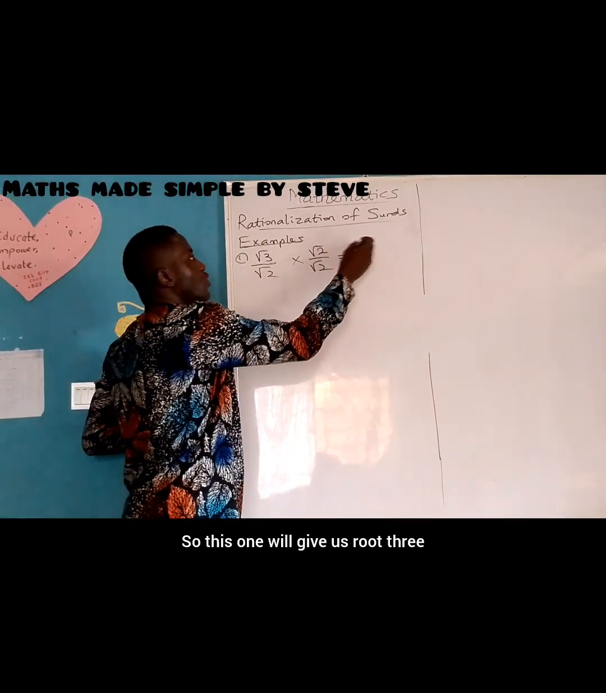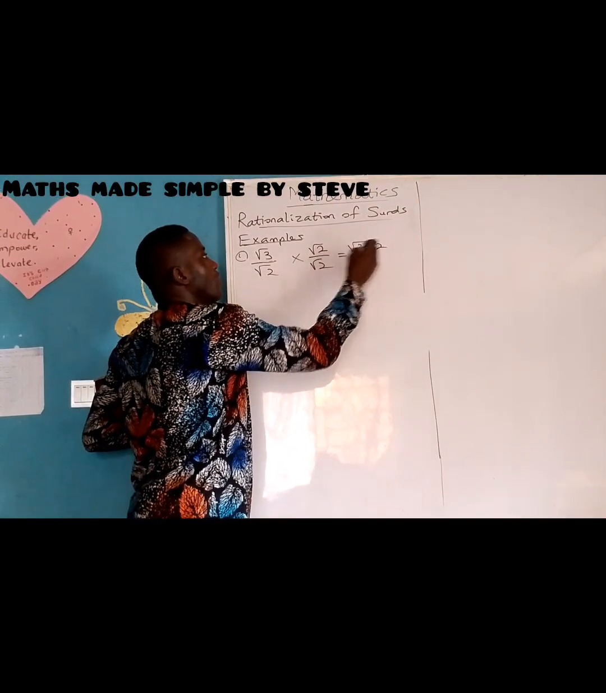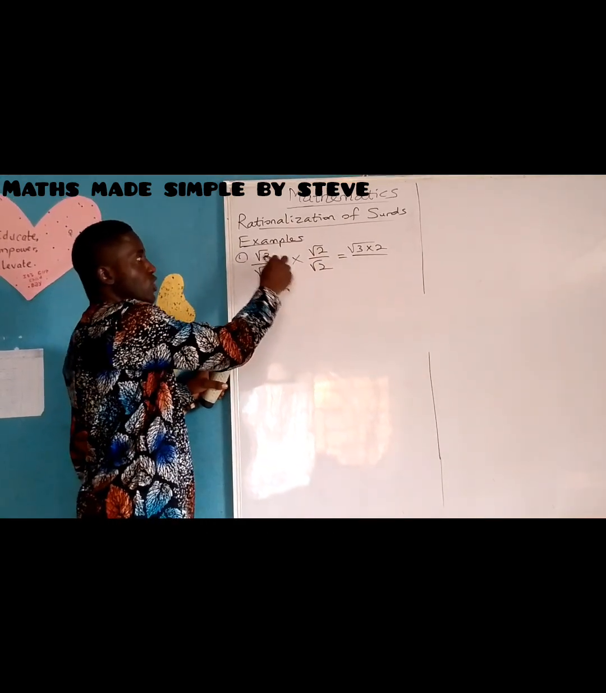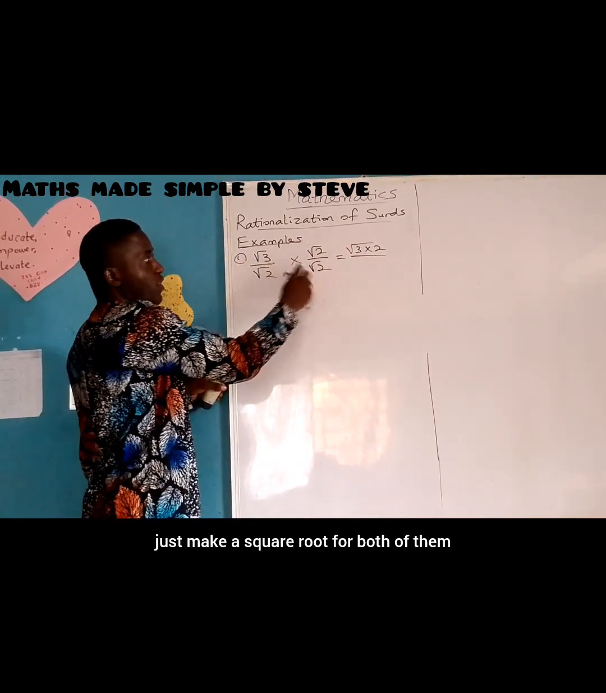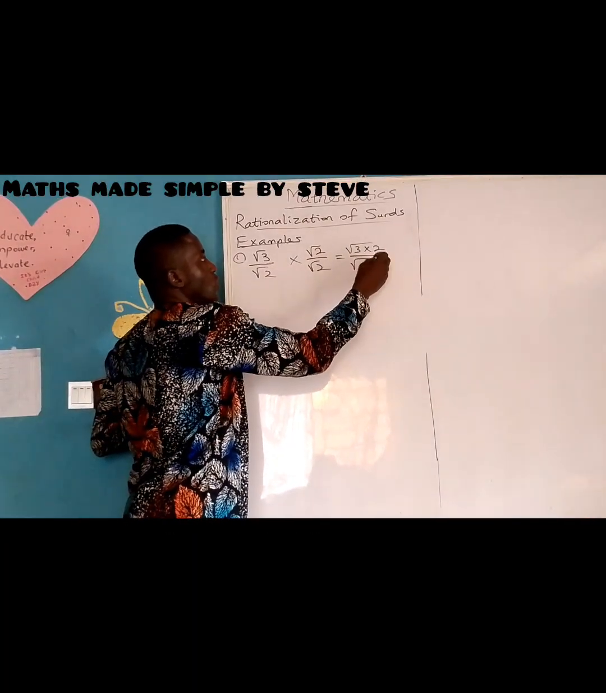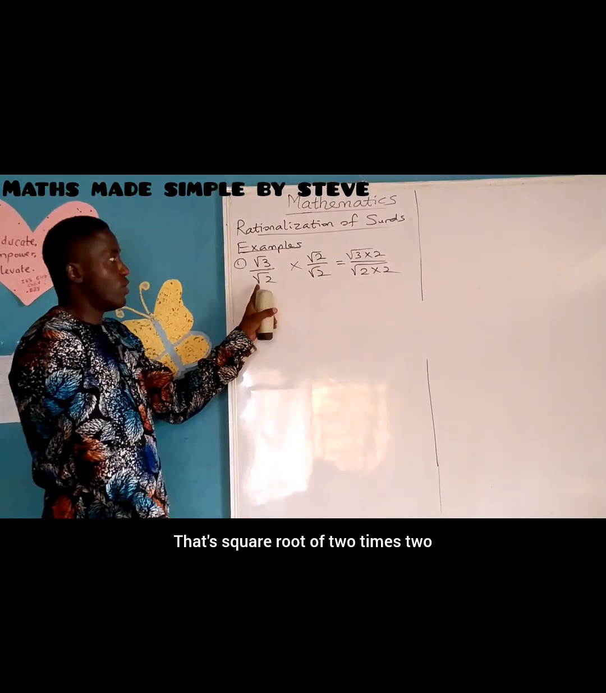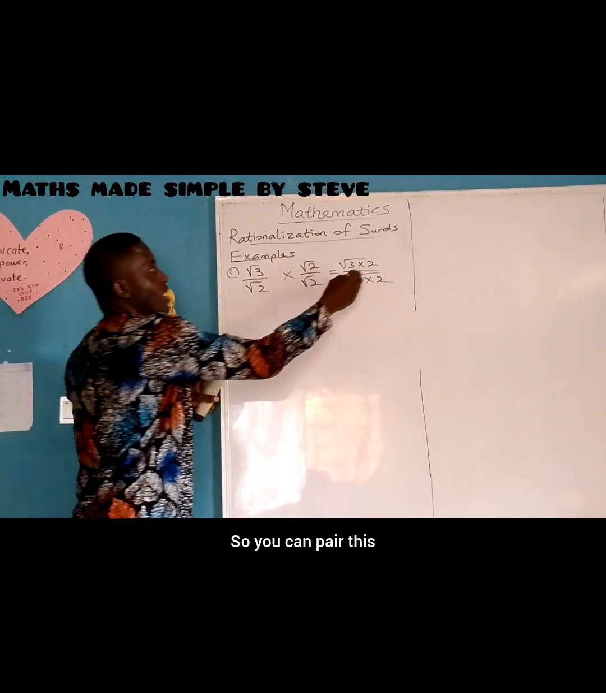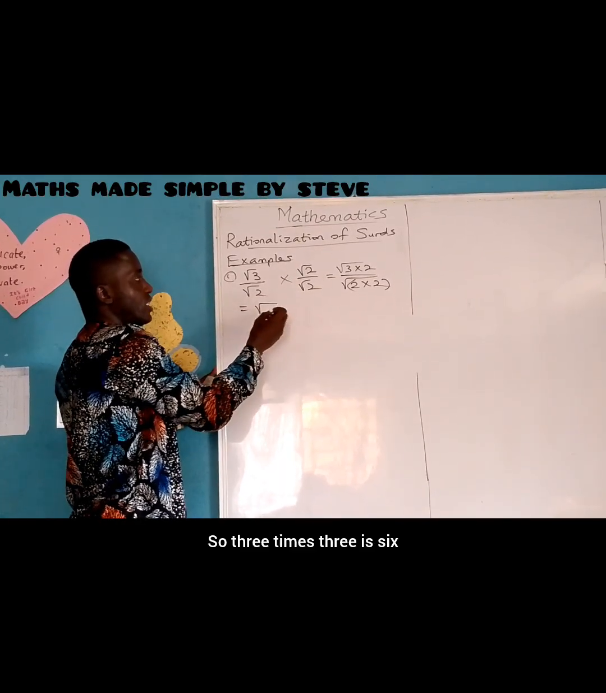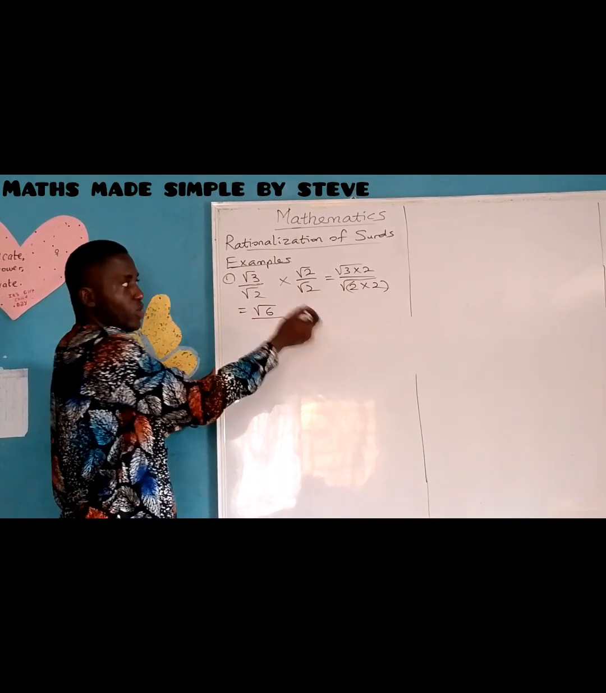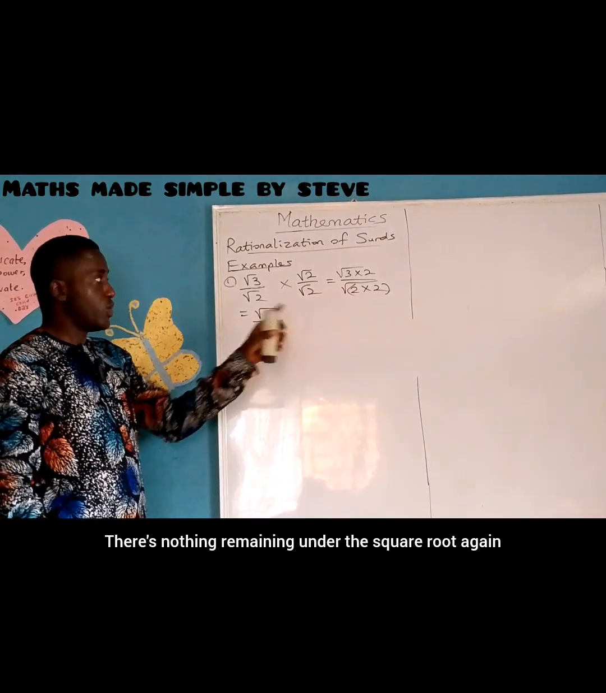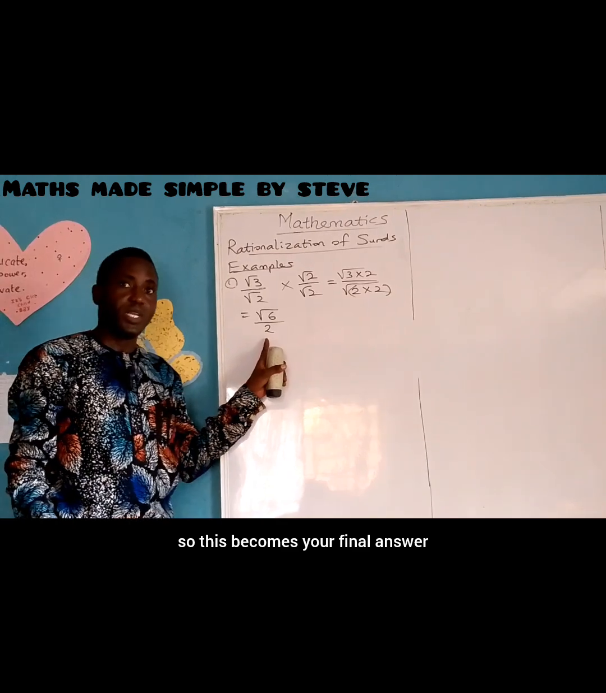So this one will give us root 3 times 2. Don't forget that when you are multiplying two surds together, like root 3 and root 2, just make a square root for both of them. Put them under the same square root. And this one will be root 2 times 2. So you can pair this, but the one there, you cannot pair them. So 3 times 2 is 6. The one you have paired, you take one of them outside. There is nothing remaining under the square root again. So this becomes your final answer.